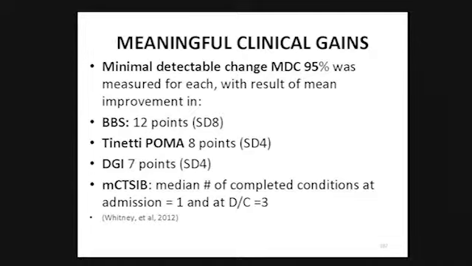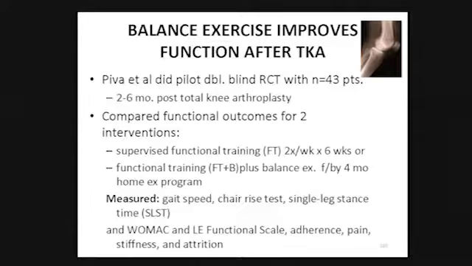So minimal detectable change for the Berg, they said 12 points. Tinetti, 8 points. Dynamic Gait Index, 7 points. And of course, the modified CTSIB, 1 or 3.